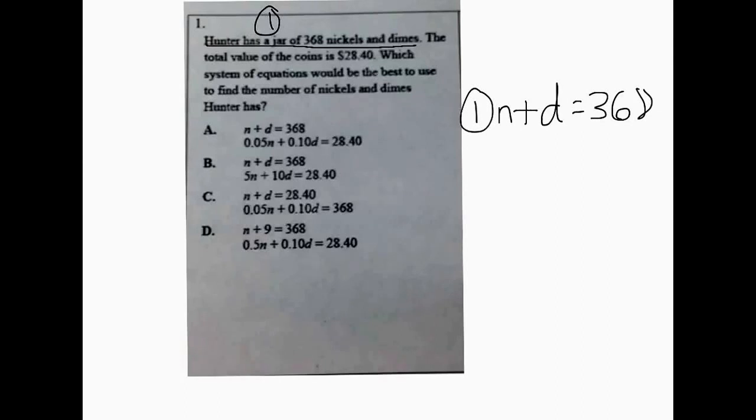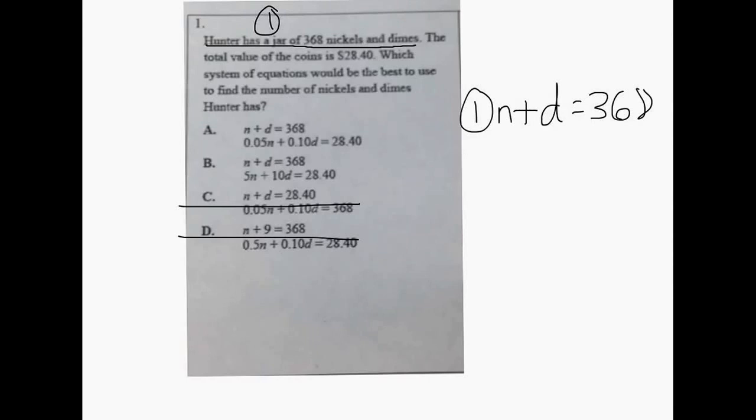Alright, the first problem here is a system of equations problem. It says that Hunter has 368 nickels and dimes. And so that is equation number 1 right there. If you add his nickels and his dimes, he has 368. That gets rid of answer choice C and D.